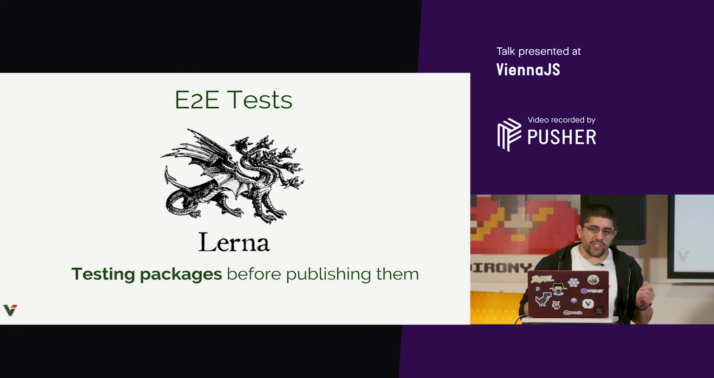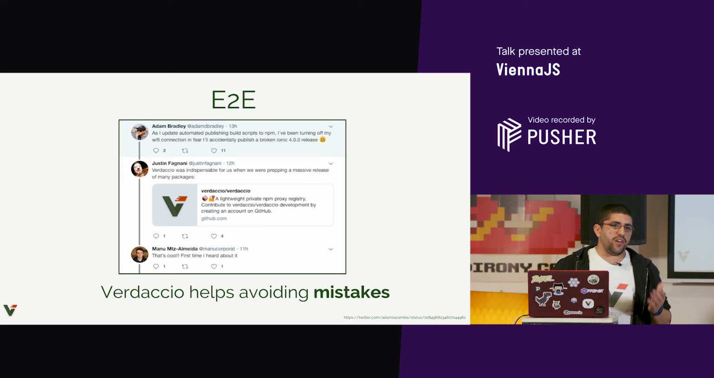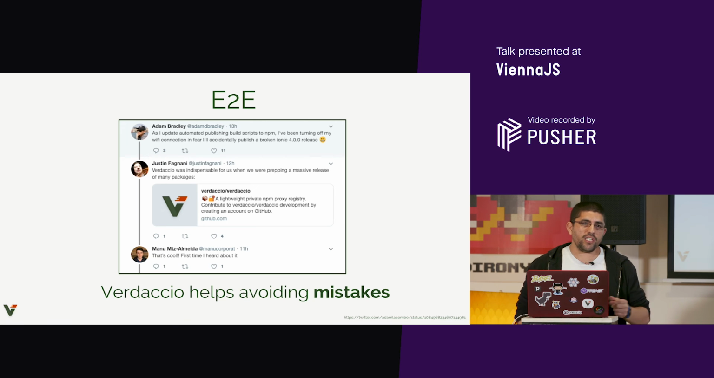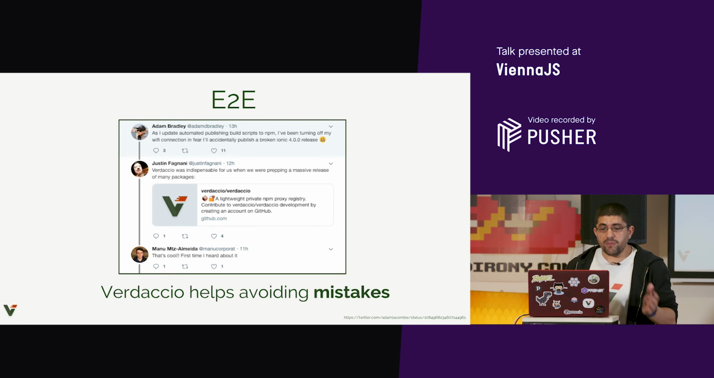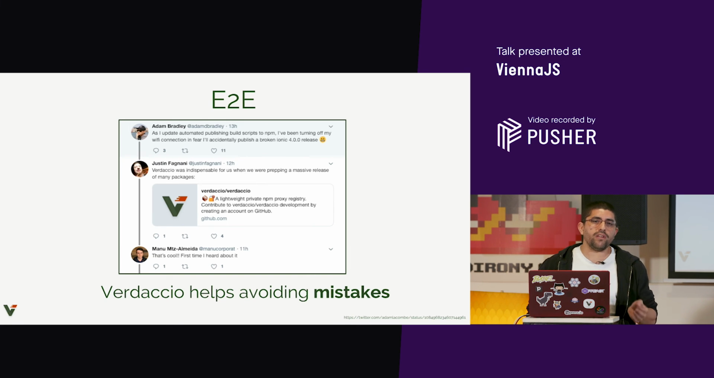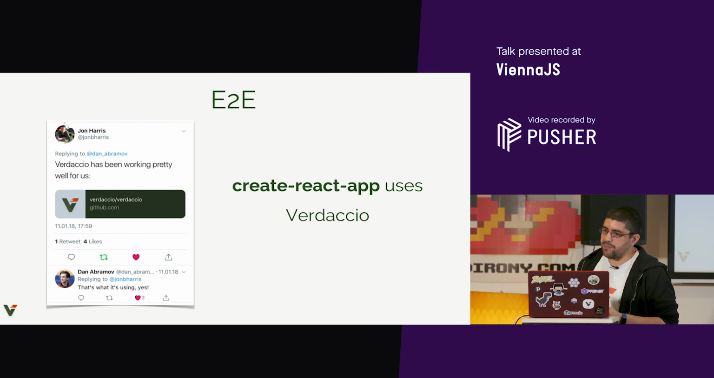I cannot go too much into details. It's a really big topic, but let me tell you a story. Here we have the Ionic co-founder, who was trying to update the build scripts. In order not to make a mistake, he turned off the Wi-Fi. Smart guy. But he might be smarter, because there is a better way to avoid mistakes, using Verdaccio as a mocking registry. Exactly like Create React App is doing.